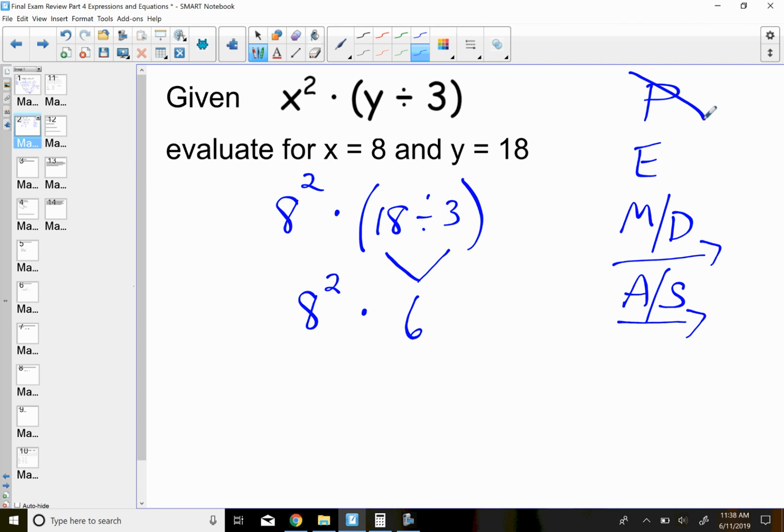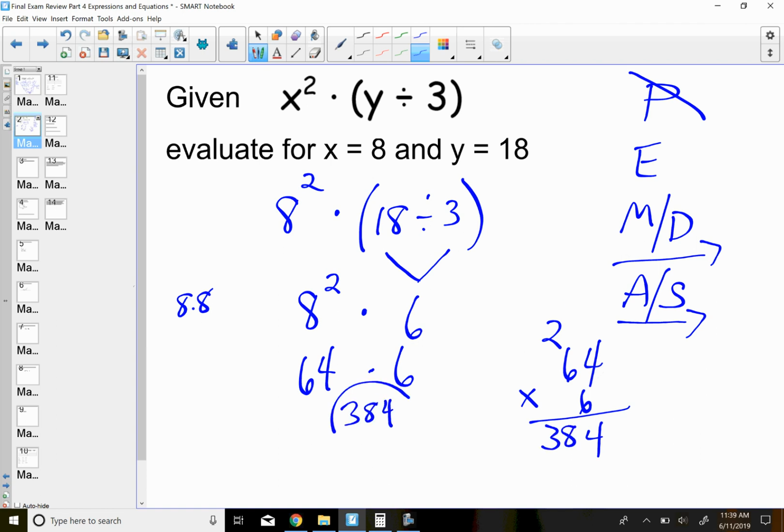Parentheses are done. Now the exponent. 8 squared means 8 times 8. It is 64 times 6. So I could use my calculator, just some practice with multiplication here. So 36 and 2 more is 384.